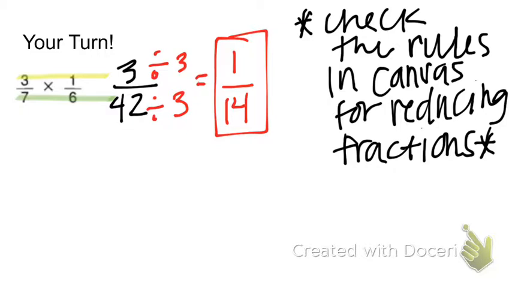So I knew that 42 was divisible by 3 because if you add 4 plus 2, you get 6. And since 6 is divisible by 3, then I knew 42 could be divisible by 3. I'm telling you, really check those rules. They'll help you guys out a lot. So then you get 1/14 as your final answer once it's simplified.